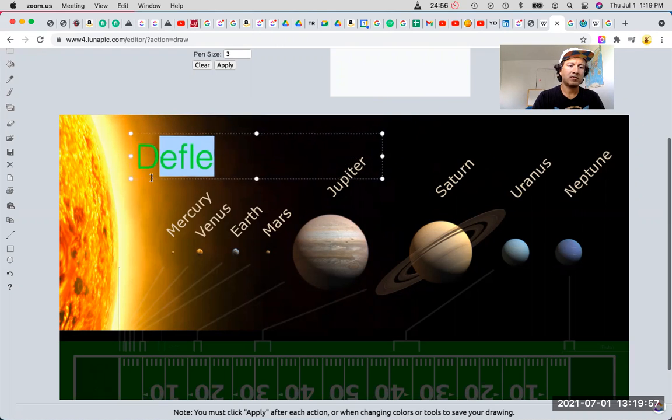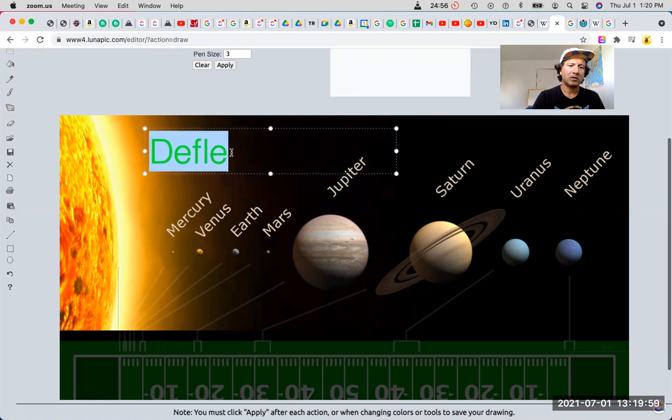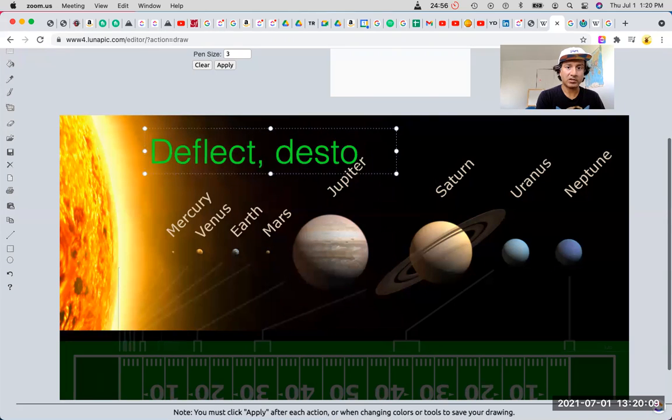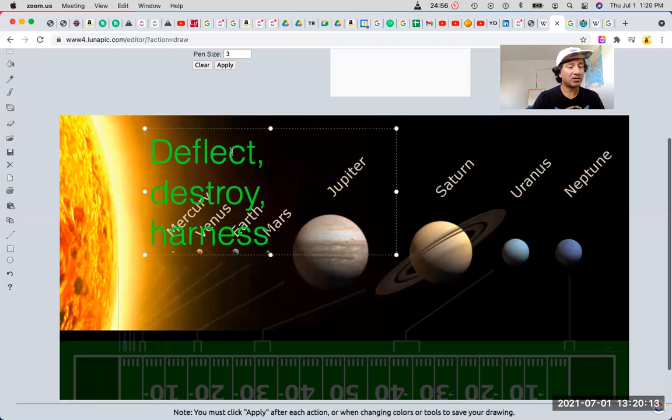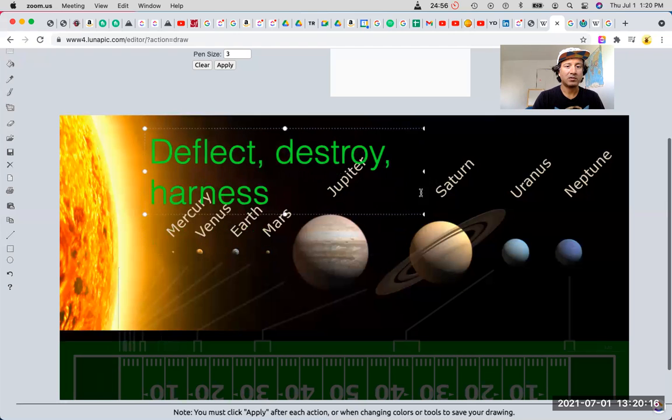I think the green color was chosen randomly, I'm not sure. Deflect, destroy, harness. Maybe there is something else we can do.